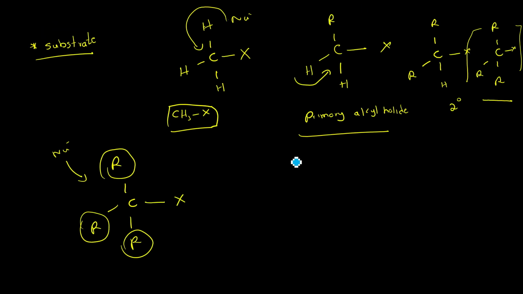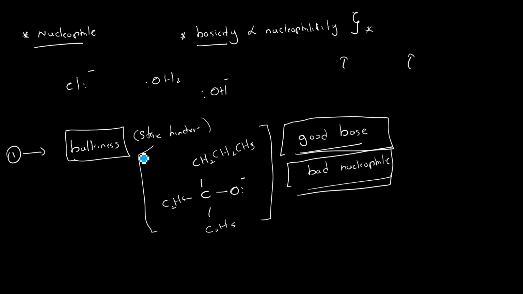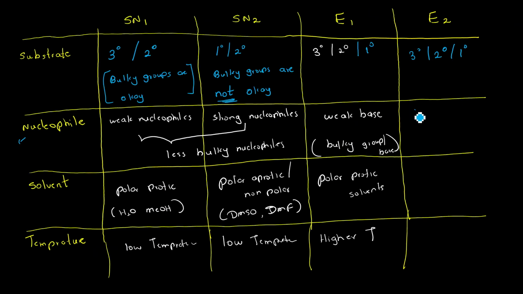In here also you can see, the base is the one that has to attack first. So you need to have a strong base. I will put it here. You need to have a strong base, right? Which means bulkiness is okay for here. But you can see the bulkiness is not okay for substitution reactions. If you see a strong base with much more bulkiness, it will definitely go for elimination, right?